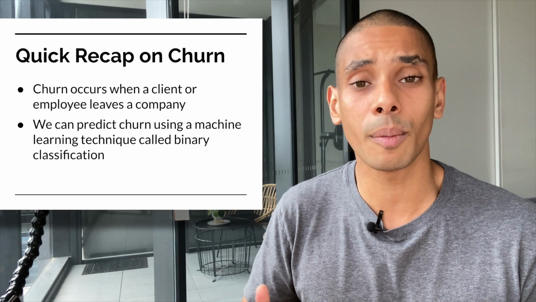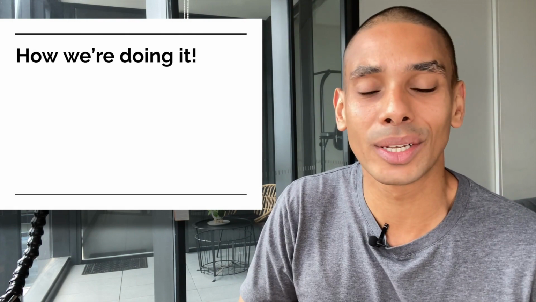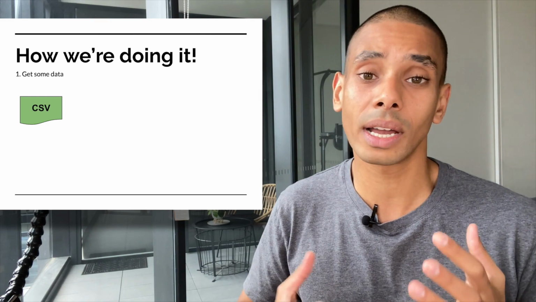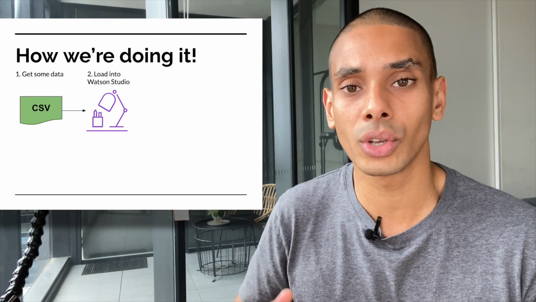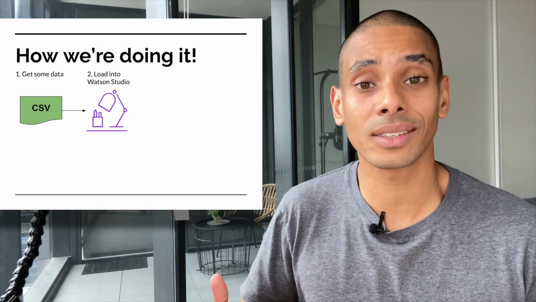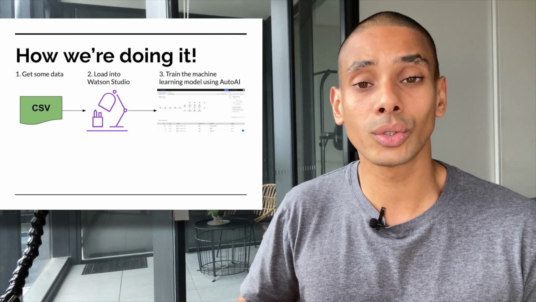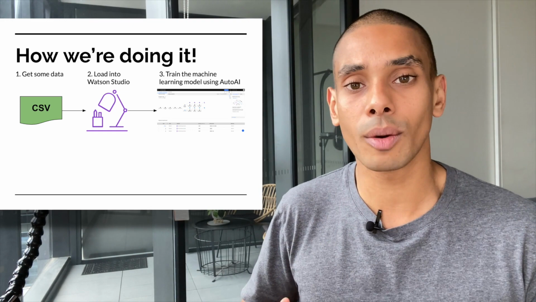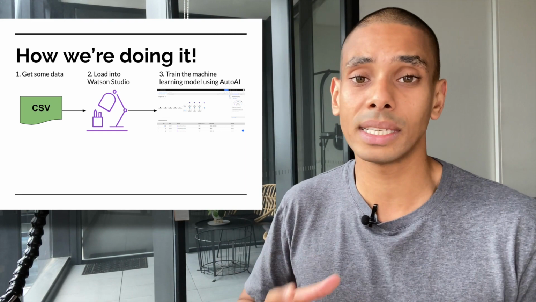So how exactly are we going to be doing this? We're going to be taking a CSV data set that has some historical data on customers that have churned. We're then going to take that data set and import it into Watson Studio. Watson Studio is an all-in-one data science environment, so anything that you might want to do as a data scientist, you can do within there. We're then going to use that same CSV inside of Watson Studio to build a machine learning model using AutoAI. AutoAI allows you to automate your Python machine learning pipelines and effectively gives you all of those pipelines to deploy as REST APIs at the end.